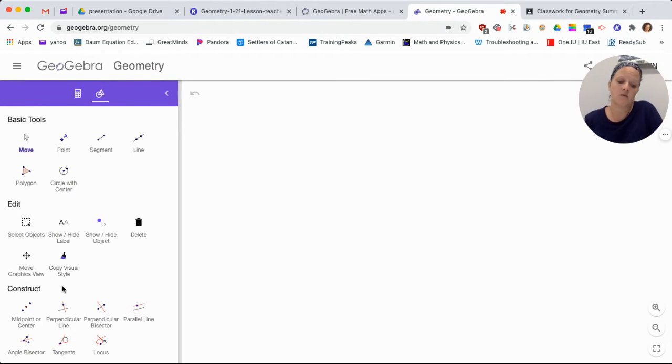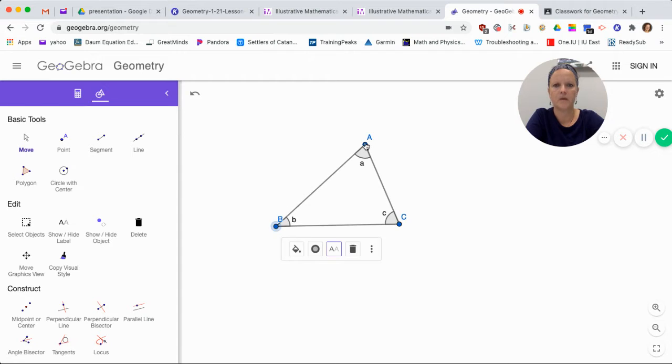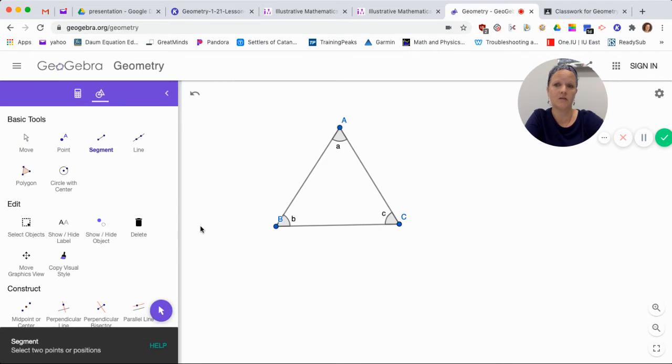Number 1 says use a straight edge to create a triangle. Label the 3 angle measures as angle A, angle B, and angle C. Let me check one more thing before I start this. So I went into your curriculum to see if there was an applet in there that we could mess with. There isn't. So I'm in the regular GeoGebra website, and I just created a triangle using segments.